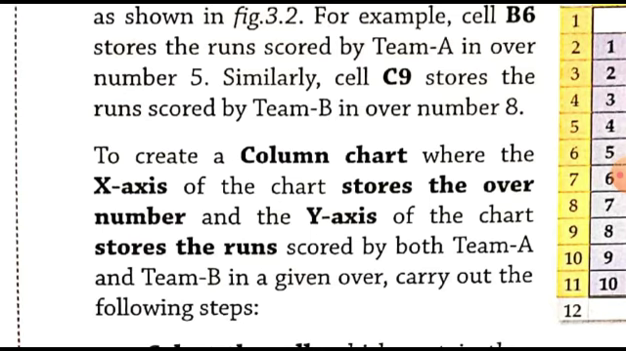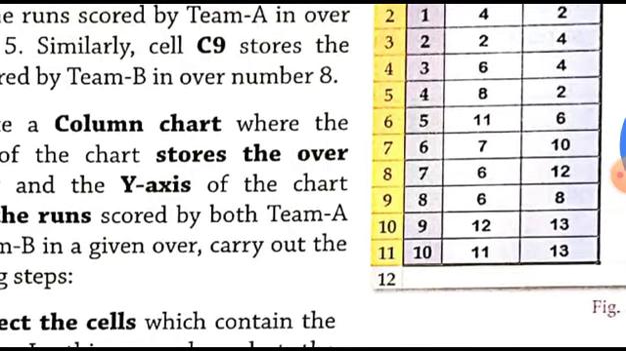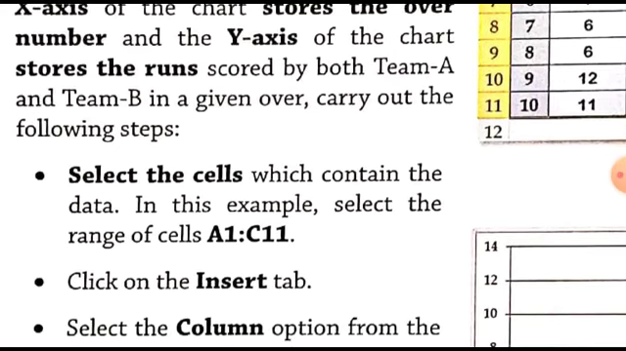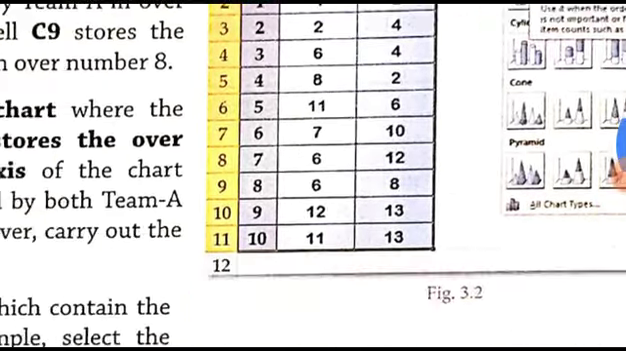Now we understood what the values on the x and y axes will be, so we can proceed with the chart. Once the chart has been created, we will see how the values have been used to create that column chart. First, select the cells which contain the data. In this example, the selected range is A1 to C11, which contains the data.